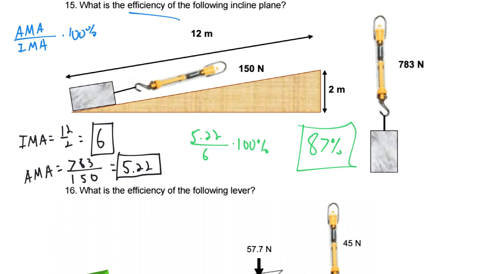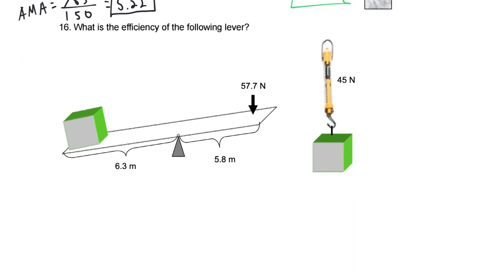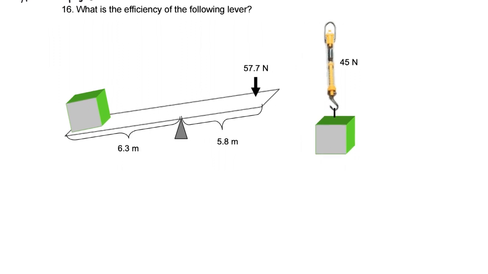That's very good for an inclined plane. Levers are often much more efficient than inclined planes. So let's take a look. Again, we'll figure out ideal mechanical advantage and then actual mechanical advantage. So for ideal mechanical advantage, we'll use the distances here, with the length of the lever arm and the effort arm.